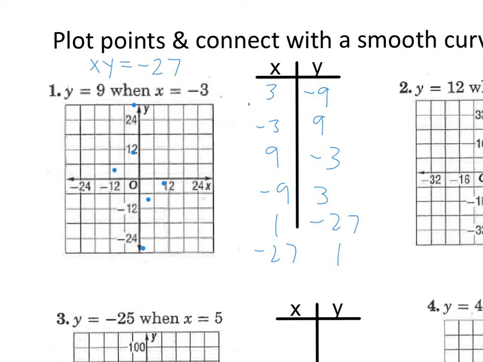So I've just plotted a few points over on the left of my graph, and so you can see that they are in opposite quadrants. Here it's in quadrants 2 and 4, and if you can recall from the notes that we just looked at, when your constant is a negative, your graph should be in quadrants 2 and 4, which is a good thing just to check. So let's actually connect these points and make our hyperbola. And there would be my graph for when y equals 9 and x equals negative 3 for inverse variation.